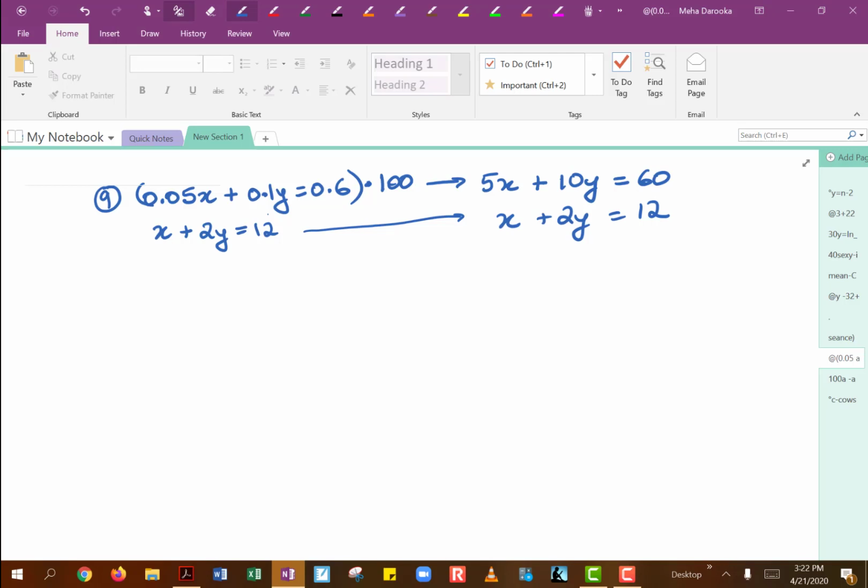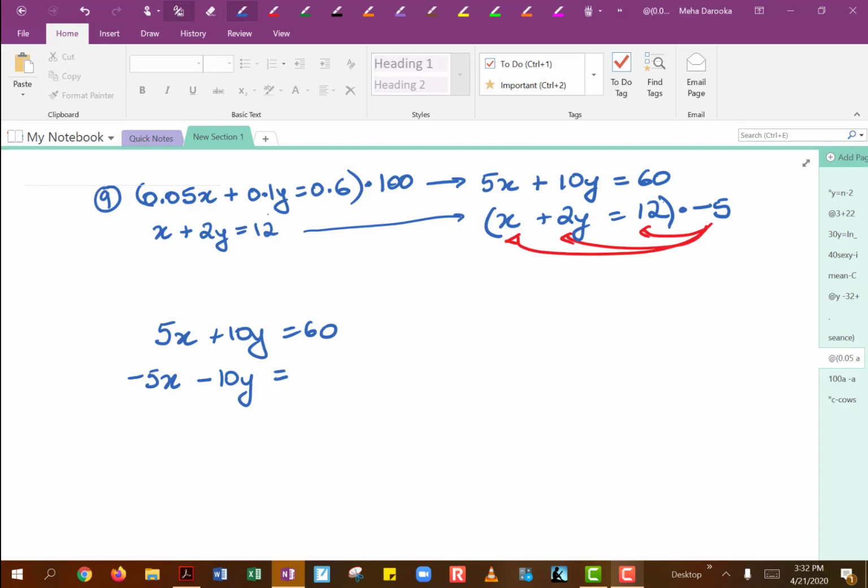To make the coefficient of x on my second equation negative 5, we need to multiply the entire second equation by negative 5. So we'll distribute that inside and multiply each term of our second equation by negative 5. Okay, so we have 5x plus 10y equals 60 from the first equation that we rewrote. Multiplying the second equation, we get negative 5x, negative 2 times 5 gives you negative 10y, and negative 5 times 12 gives us negative 60.